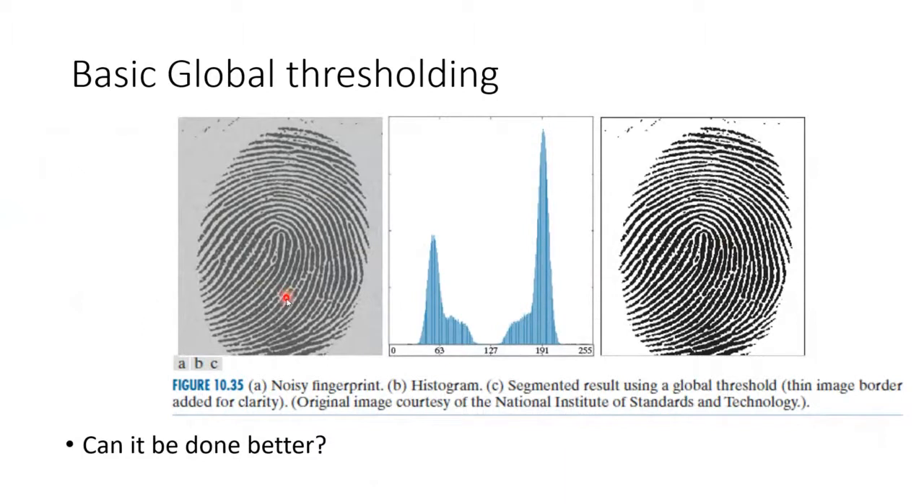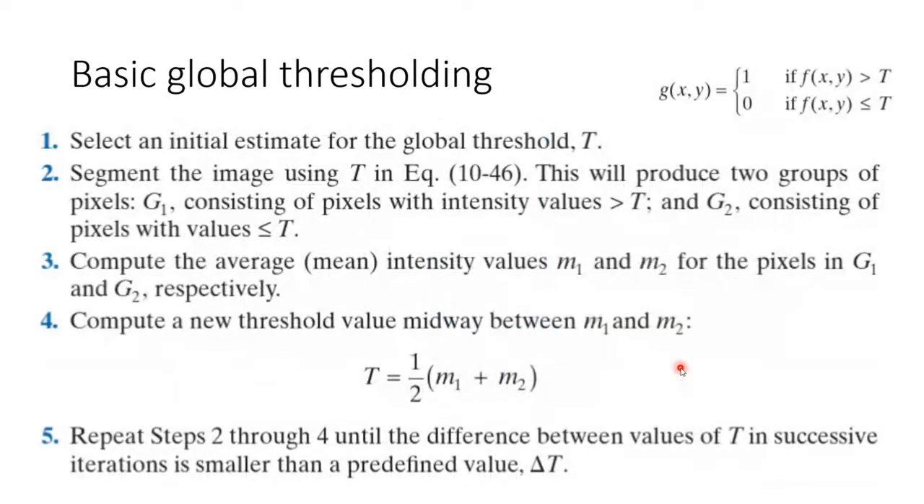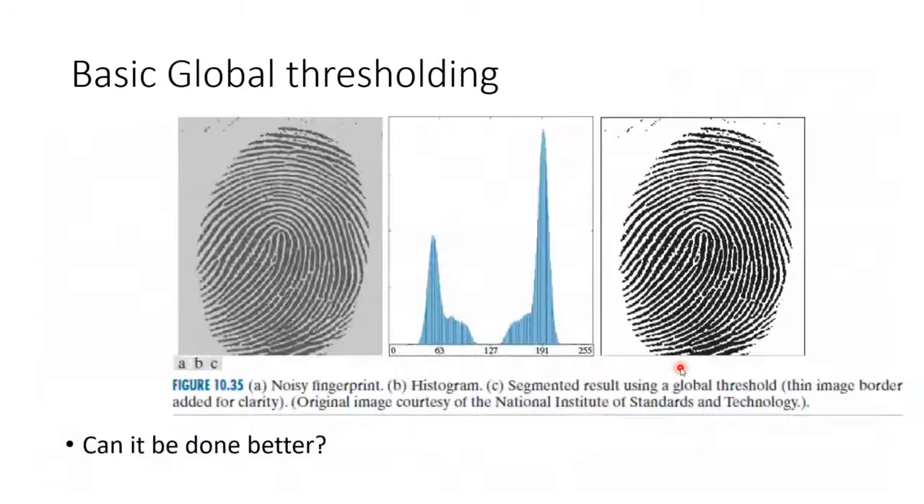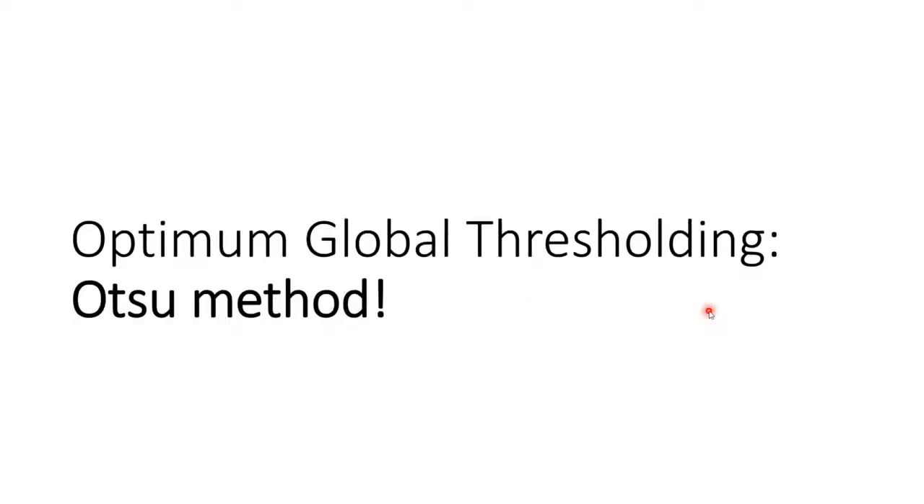So take this fingerprint here. It's quite noisy, right? It's like salt and pepper noise. This is the histogram of this image, and just by running this very simple algorithm for basic global thresholding, we're going to get a much clearer segmented image, a binary image now, where the background is all white and the foreground is all black. But can we do it better? And yes, of course you can.